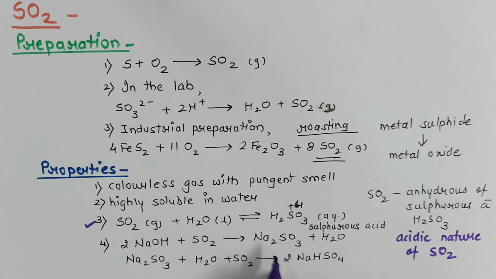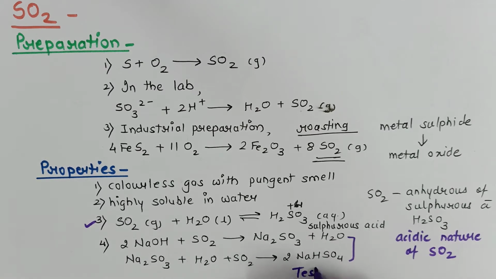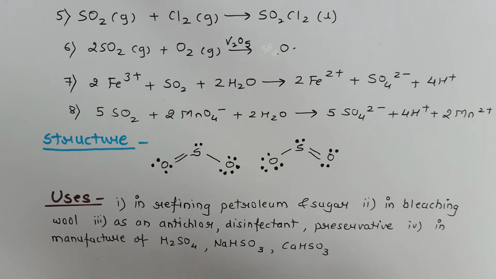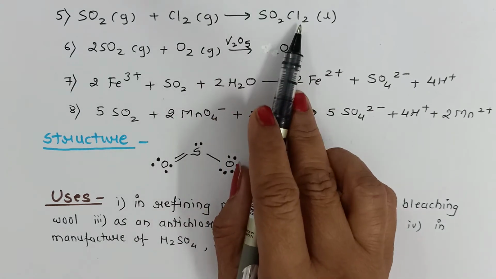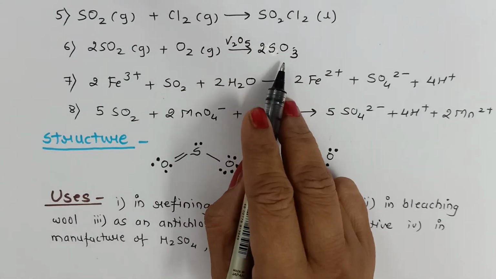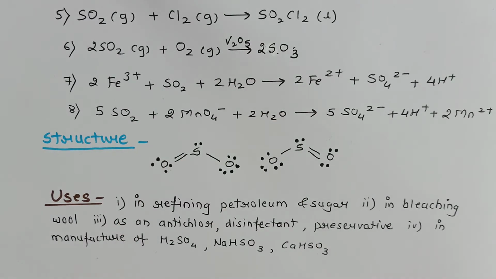Now when we pass excess sulfur dioxide through this solution, sodium hydrogen sulfite is obtained, and these two reactions are also used as tests for sulfur dioxide. Sulfur dioxide reacts with chlorine to give sulfuryl chloride, and this reaction takes place in presence of charcoal. Sulfur dioxide is oxidized to sulfur trioxide by treating with oxygen in presence of vanadium pentoxide as a catalyst.